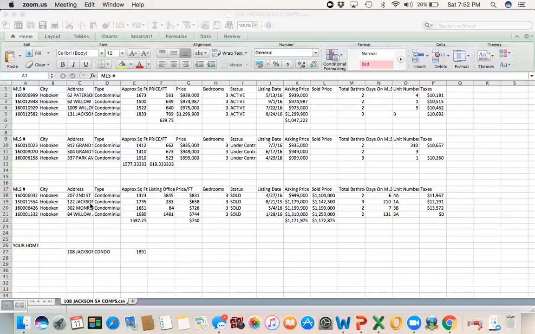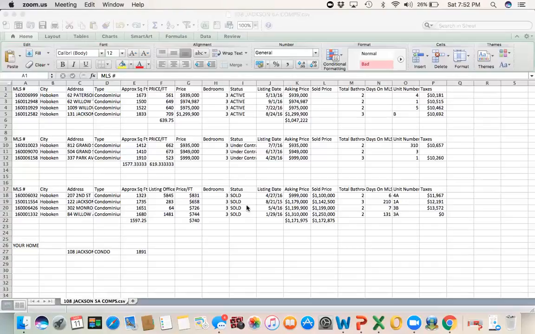One of the things that we have to look at is the properties. This was proof for them. This property on Jackson Street as well was overpriced and was on the market for 210 days. This one was on the market for 131 days. So why were they on there so much? Things aren't moving as quickly. I ended up selling this property.